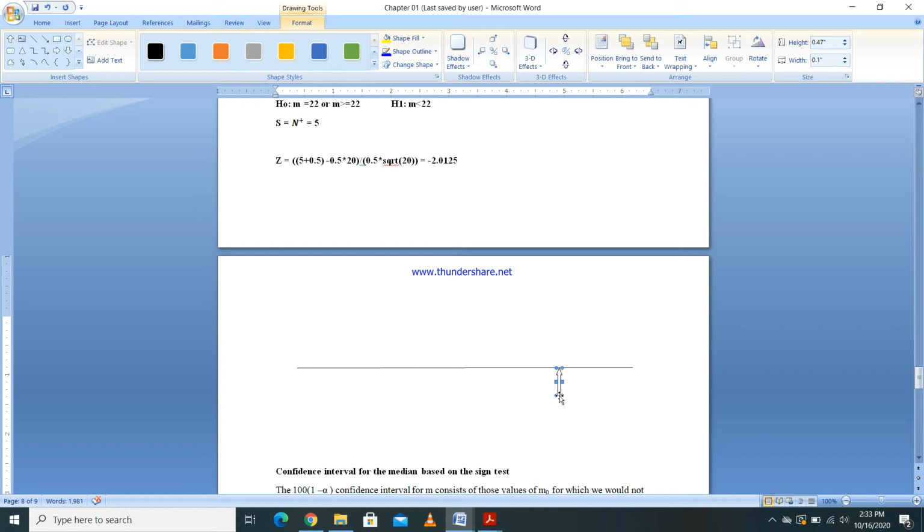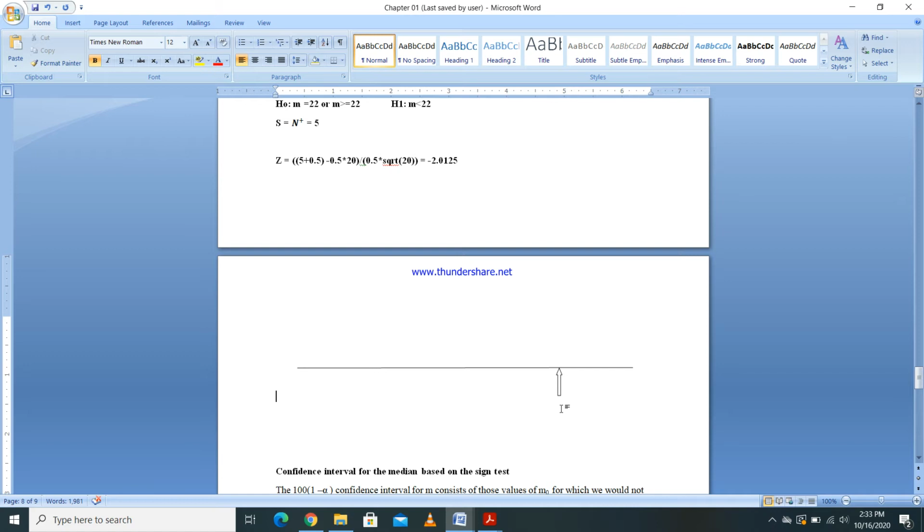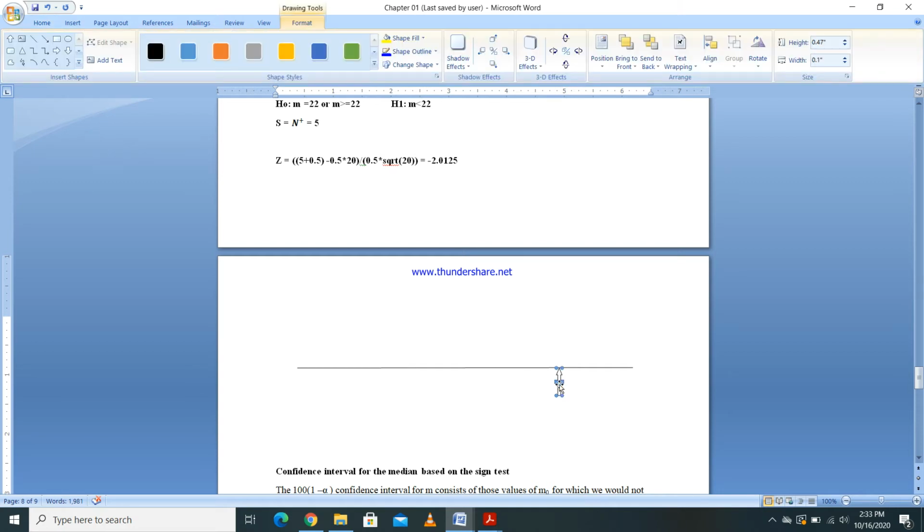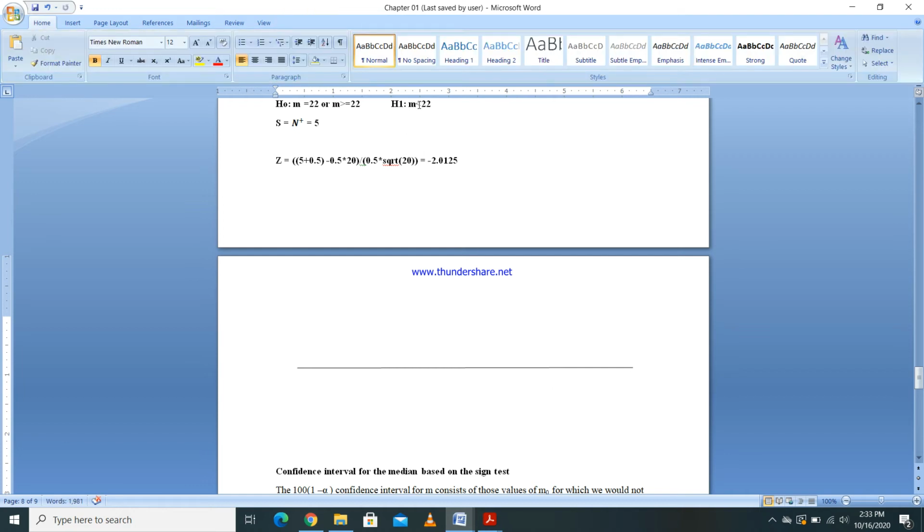So how are we going to find this value? They have asked us to use alpha as 0.05. Sorry, this is a small mistake. When you look at the H1, you have the less than inequality, right? So the cutoff point should lie on your left hand side, somewhere here.